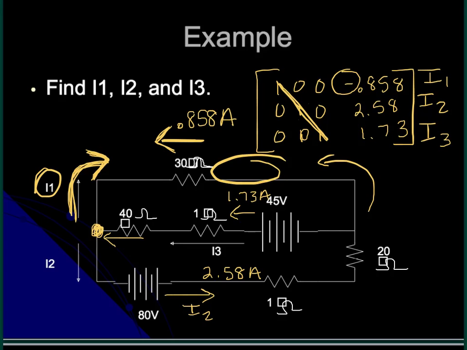So our answers are that I1 is going to the left, 0.858 amps. I2 down here at the bottom is going to the right, and it's 2.58 amps, and I3 is going to the left because it was originally correct, at 1.73 amps.